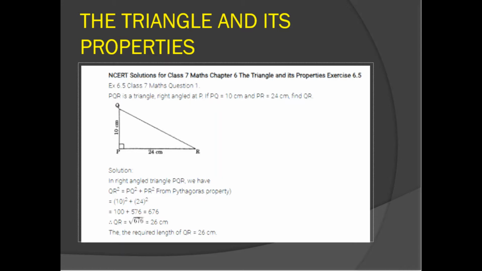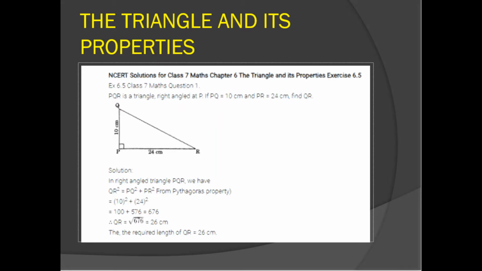We are going to apply the Pythagoras theorem which we have learned in our previous one, that is, hypotenuse square is equal to perpendicular square plus base square. So QR square is equal to PQ square plus PR square from the Pythagoras property. Now we have 10 square plus 24 square, which is equal to 100 plus 576, equal to 676.